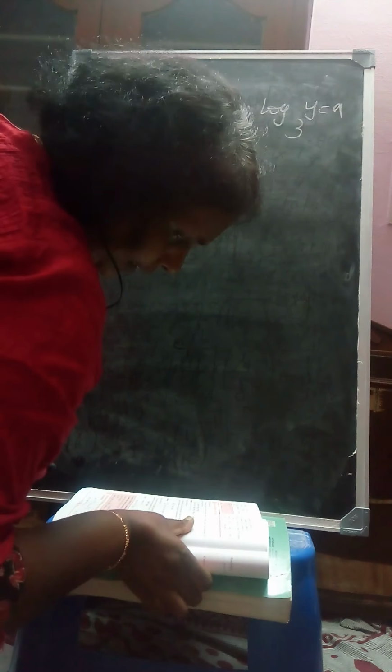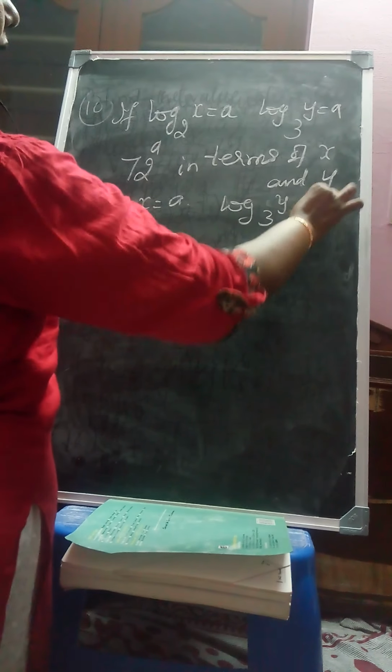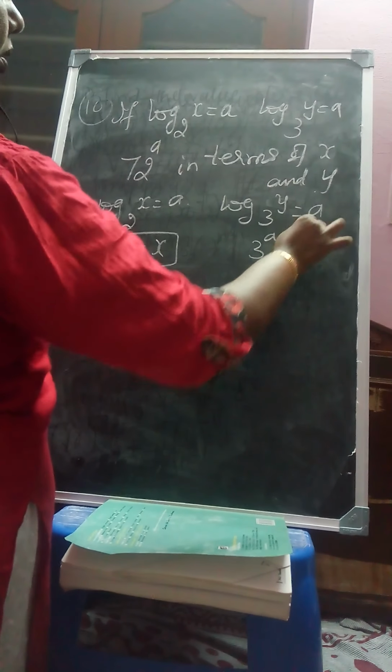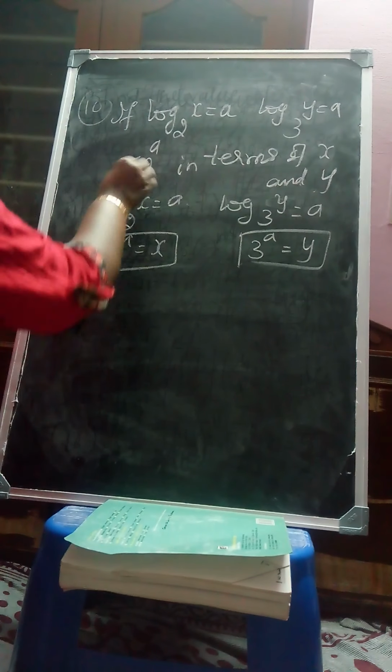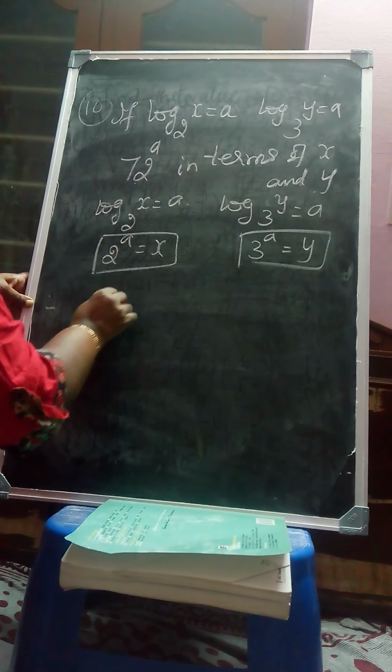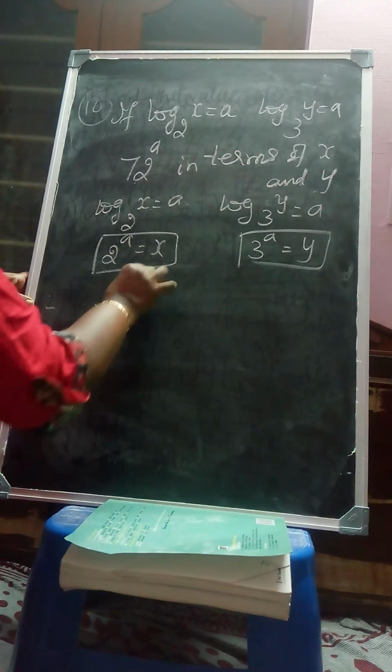Log 2x is equal to a. So, 2 to the power of a is equal to x, exponential form. Log 3y is equal to a. 3 to the power of a is equal to y. Okay. Now take 72. 72 to the power of a.